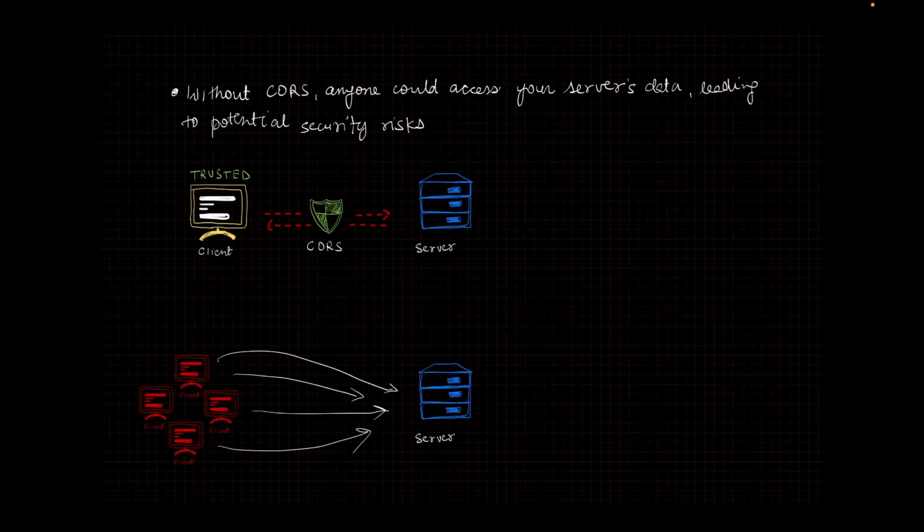So here, for example, we have CORS, and here only the trusted client can send and receive data. Suppose we don't have CORS here. Okay, so any client can request from our server and they'll get back the data.